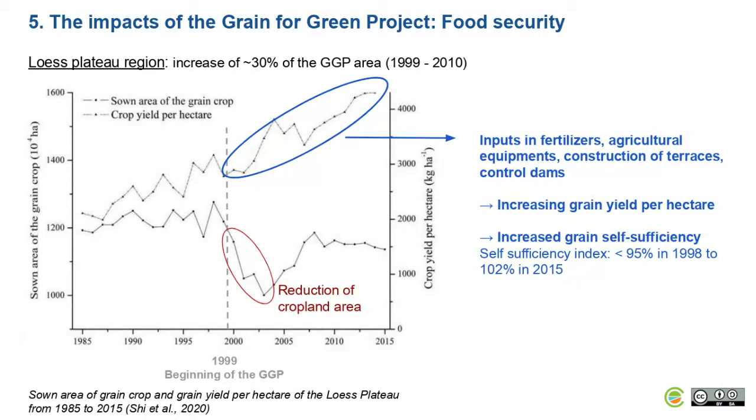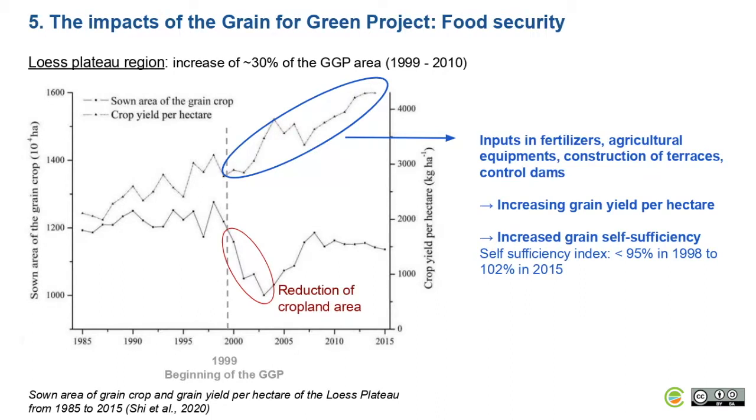So you can see that in 1999, when the Grain for Green project was implemented, just after there was a reduction of the cropland area. So it means that the Grain for Green project could have had negative consequences on food security for this region. But at the same time, there was also an increase in agricultural inputs such as fertilizers, but also the use of agricultural equipment. And there was also construction of terraces or check dams for irrigation.